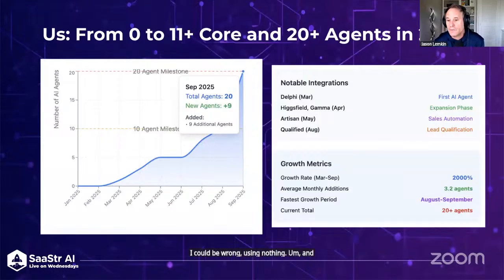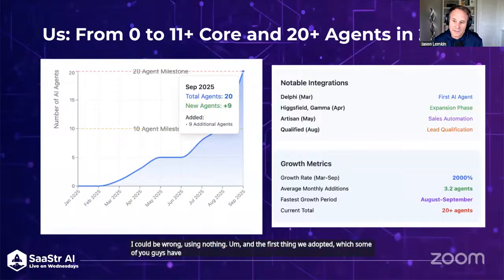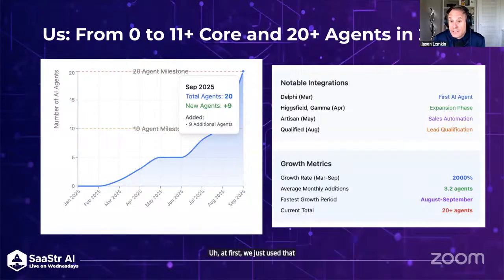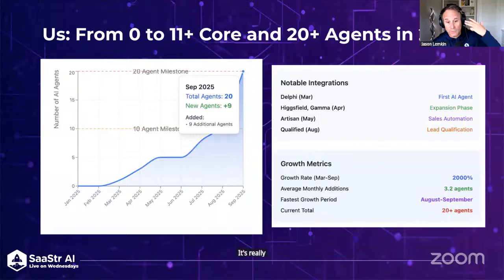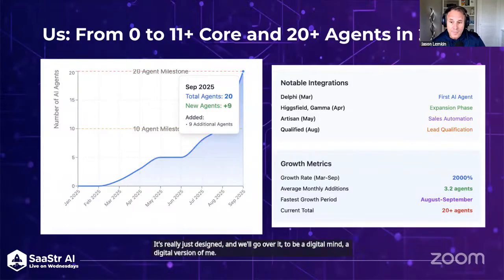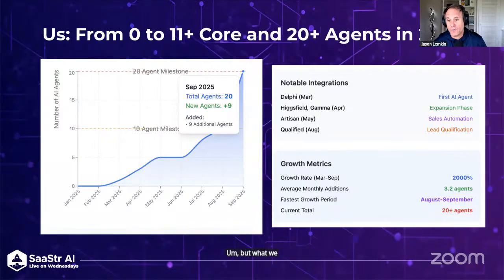And the first thing we adopted, which some of you guys have seen, is an app called Delphi to do an AI agent on SaaStr. We've done over 100,000 conversations. At first, we just used that, going into SaaStr Annual this year, and we used it for everything. We used it for a little bit of sales, a little bit of marketing, a little bit of support. It's really just designed, and we'll go over it, to be a digital mind, a digital version of me. But what we quickly, instantly saw was just having it was so much better than nothing. A general well-trained tool is better than nothing.